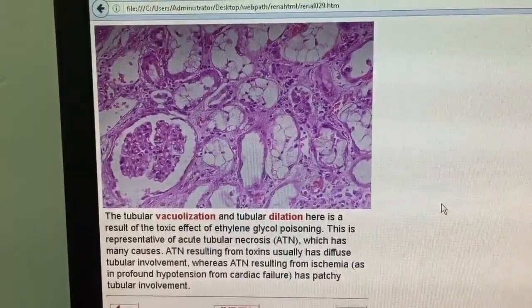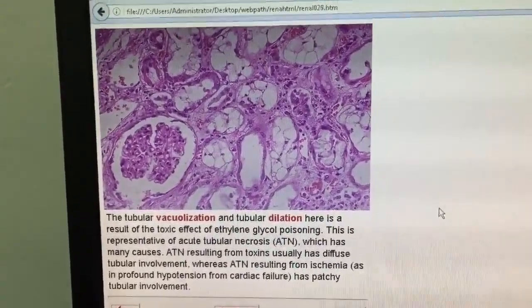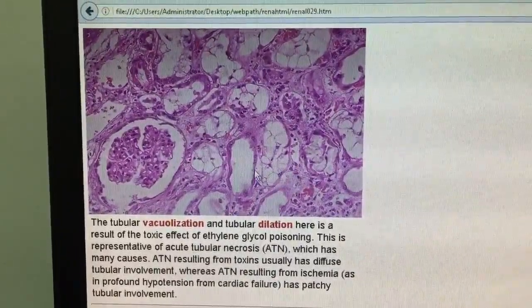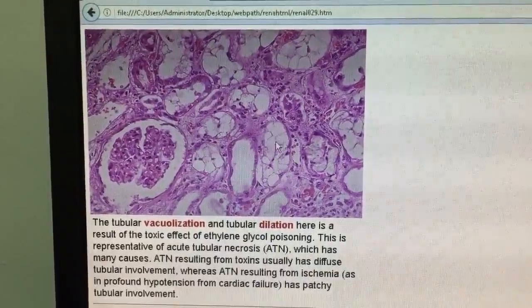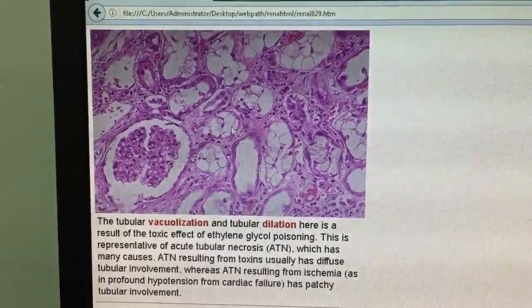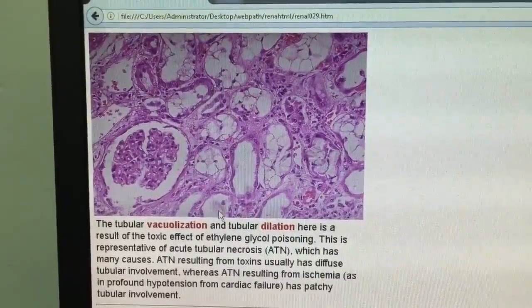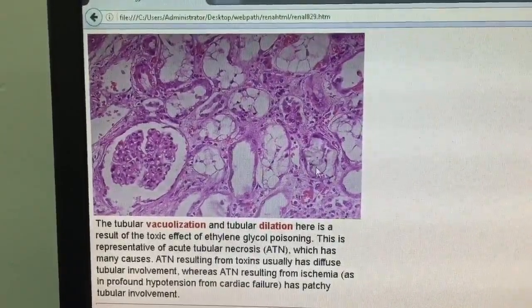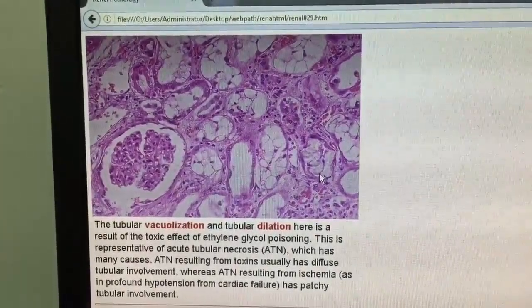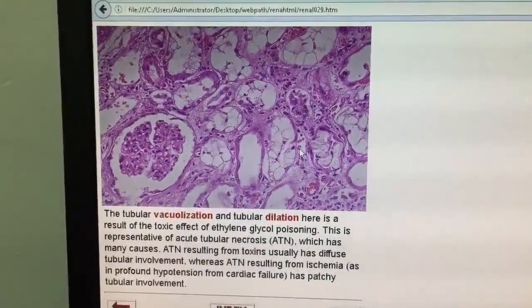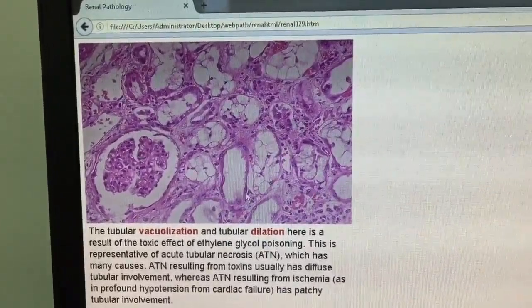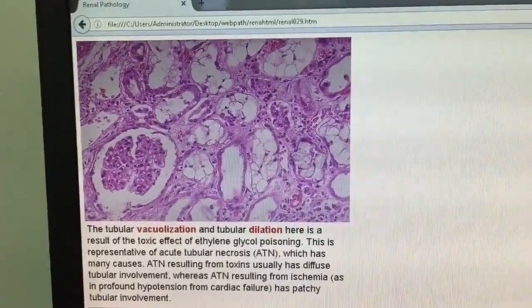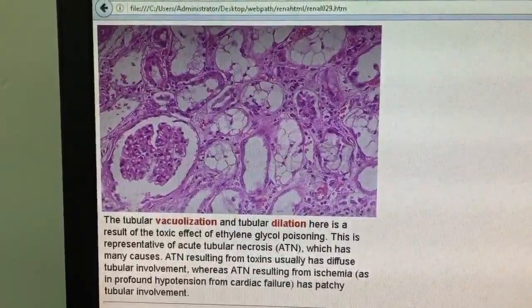An example of toxic acute tubular necrosis is ethylene glycol poisoning, which is characterized by vacuolization of the tubular epithelium with dilatation of the tubule. Also, the ethylene glycol crystals will be seen within the tubular epithelium. So, the constellation of these features, including prominent vacuolization of tubular epithelium, dilatation, and ethylene glycol crystals, is characteristic of ethylene glycol poisoning.